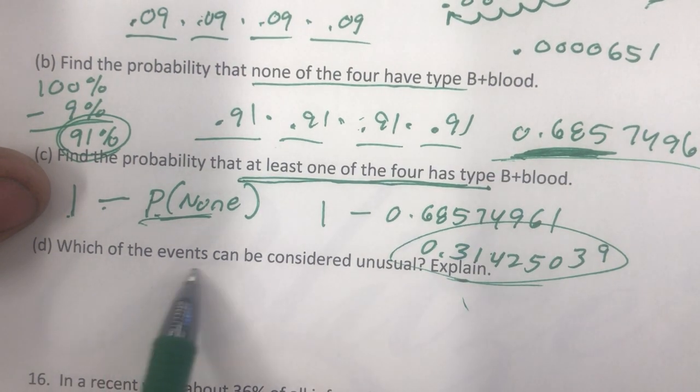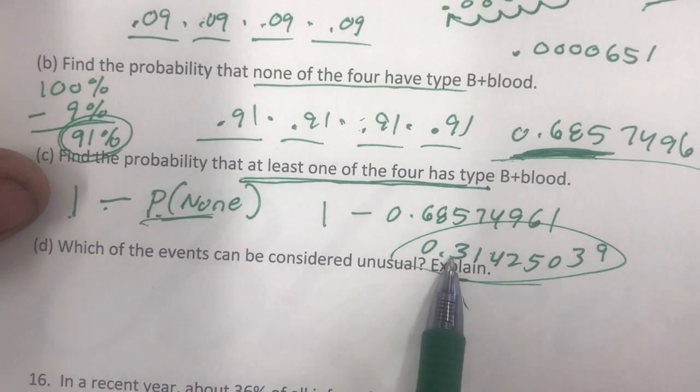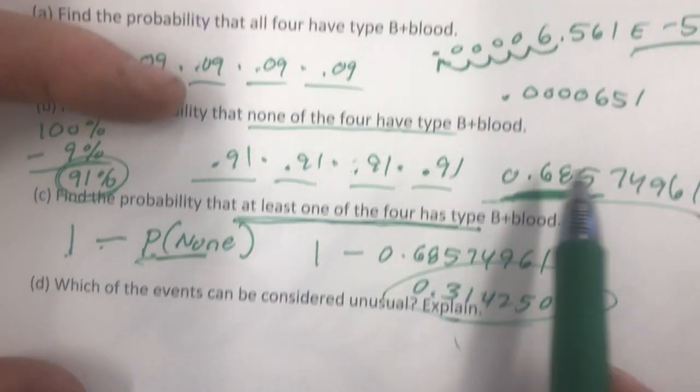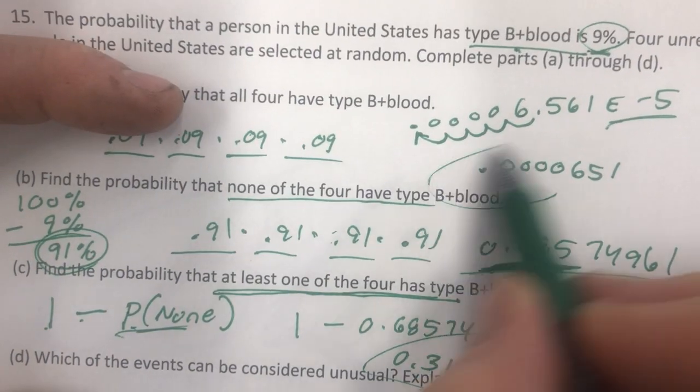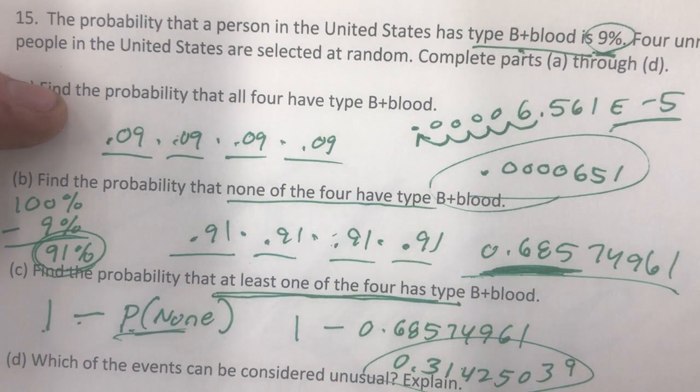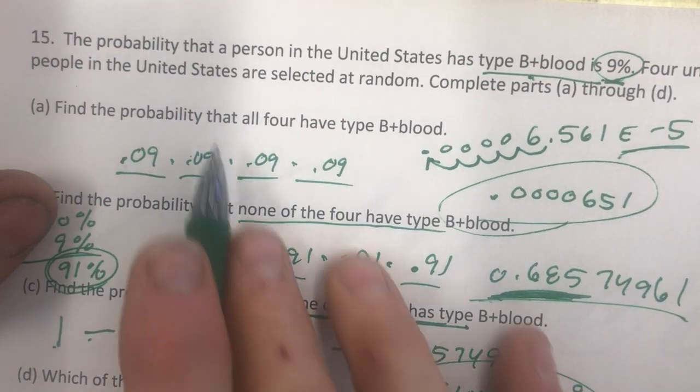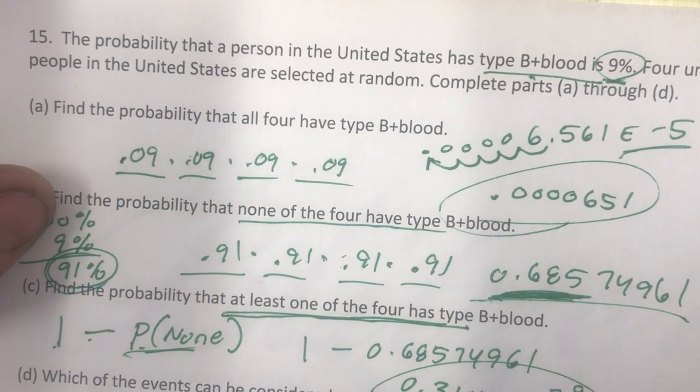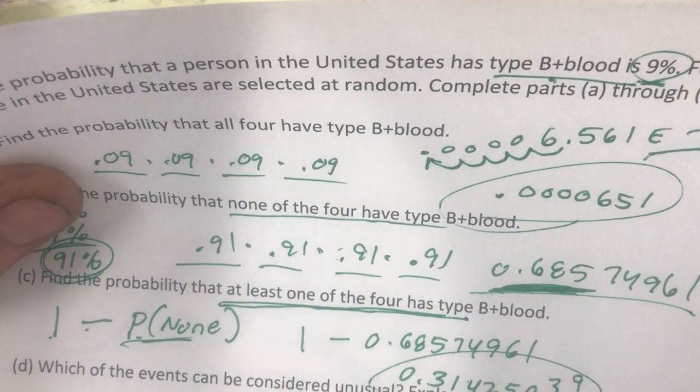Okay, now which of these events can be considered unusual? Well, this is not close to 0, is it? And that's not close to 0. But man, this one right here sure is. So that would be considered unusual right there. Probably that all four have type B blood. That's unusual. Okay.